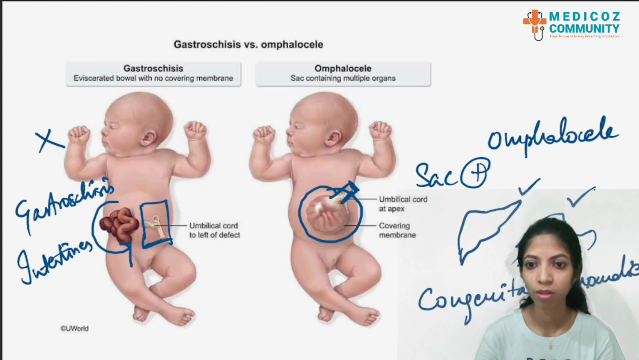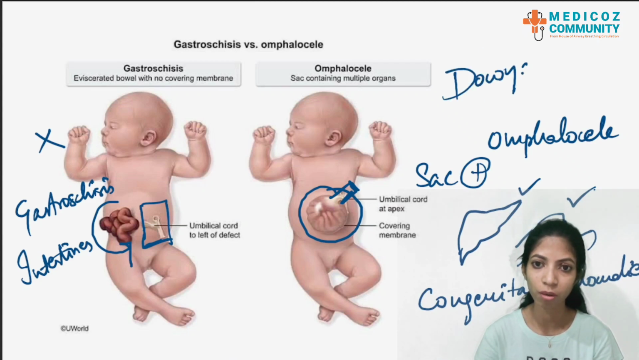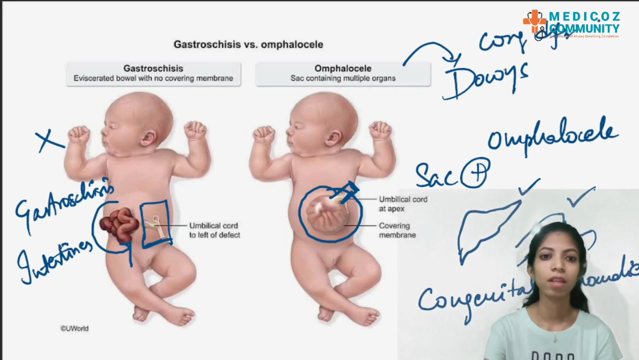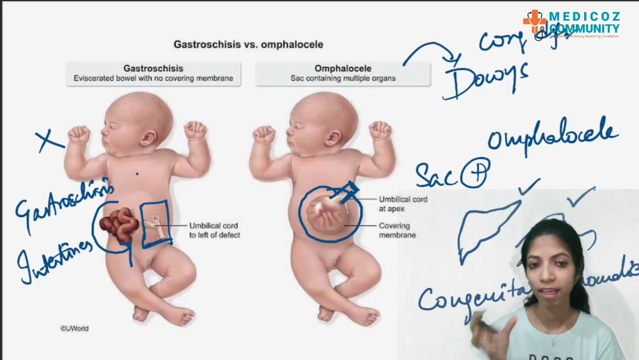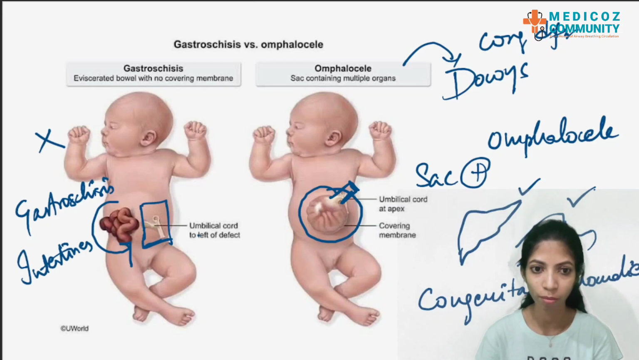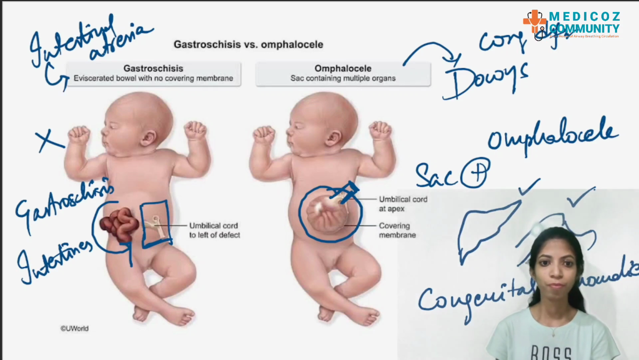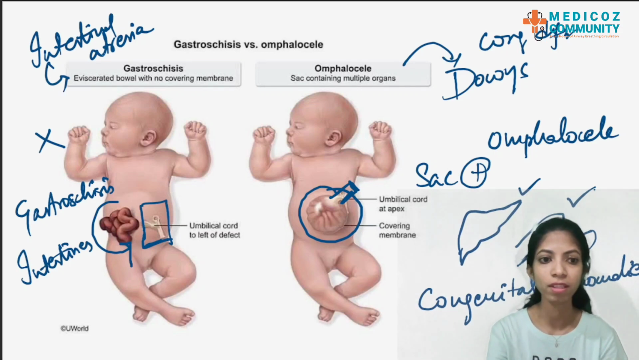It is also associated with other congenital anomalies. Most commonly, it is associated with Down syndrome. Omphalocele is associated with congenital defects and Down syndrome. Whereas in gastroschisis, usually it is not associated with any congenital anomalies, but sometimes it might be associated with intestinal atresia. Intestinal atresia may sometimes be associated with gastroschisis. That is one more difference.